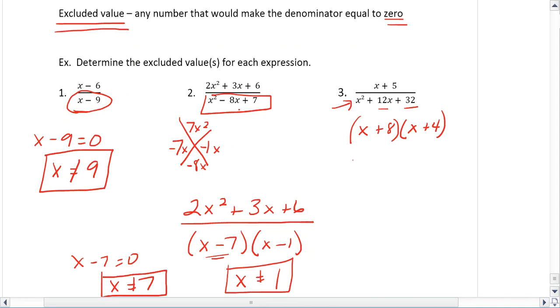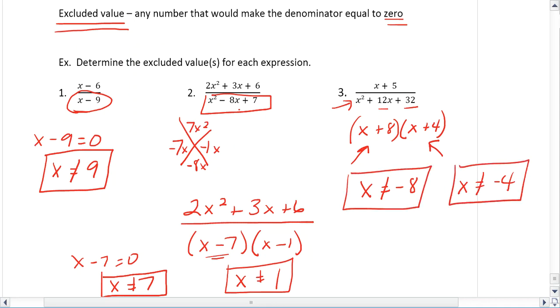And then asking yourself what makes this term 0. X plus 8 would be 0 when x is equal to negative 8. Therefore, it cannot be negative 8. And then ask yourself what makes this binomial 0. Well, when x would equal negative 4. So x cannot be negative 4. So once again, this rational expression has two excluded values.